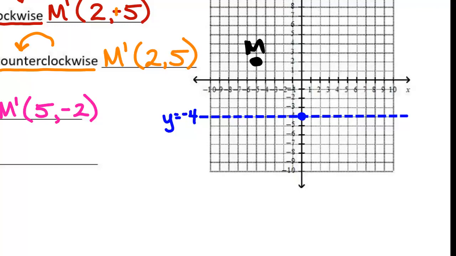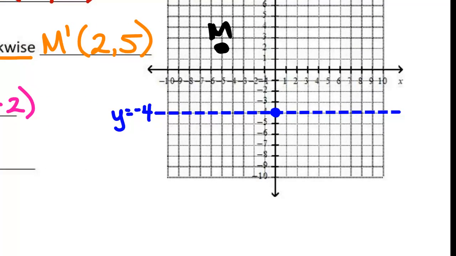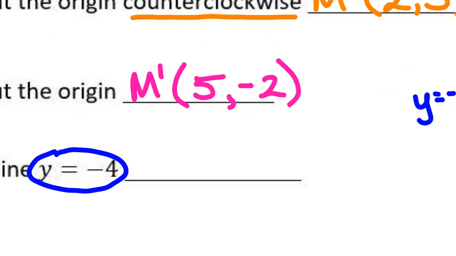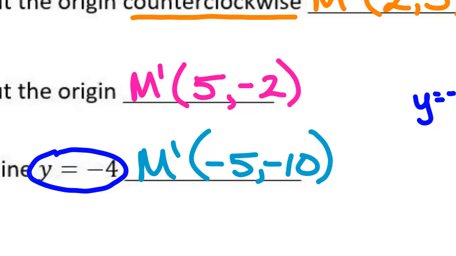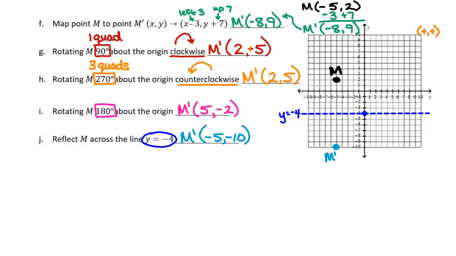To reflect across that line, we're going to count how far away our point M is from that line, and then we're going to go the same distance away on the other side. So I've got 1, 2, 3, 4, 5, 6. So then on the other side, 1, 2, 3, 4, 5, 6. Puts my point M prime right down here. And what would that ordered pair be? Negative 5, negative 10. M prime is negative 5, negative 10. Nicely done.